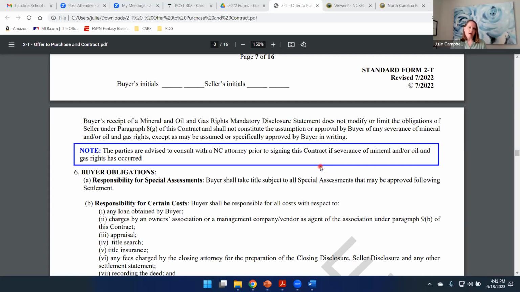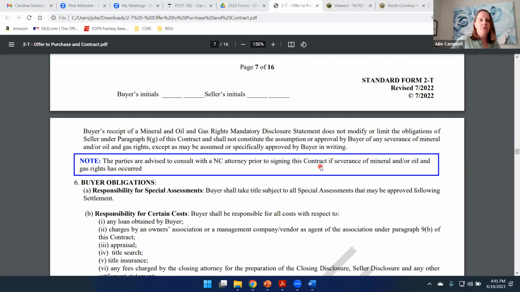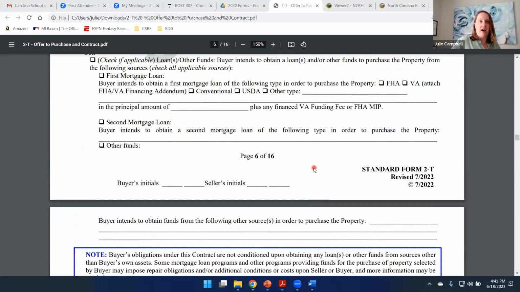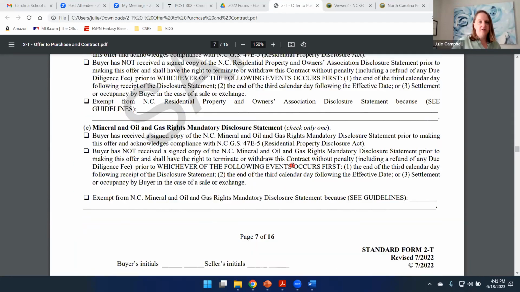So 5 is the buyer representations. Again, the buyer needs to complete this section truthfully, because the seller should be able to rely on this information when they're deciding to contract with the buyer.